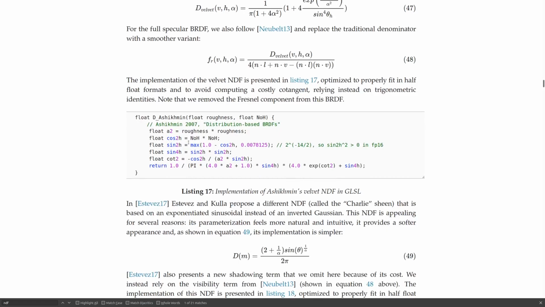Okay, so yeah, they've just got some special handling to keep things above zero.